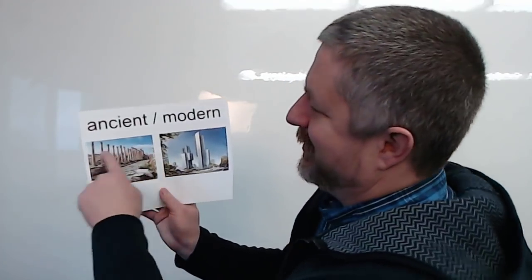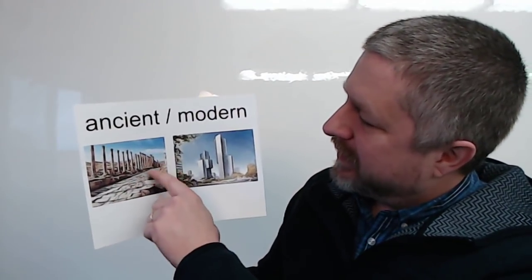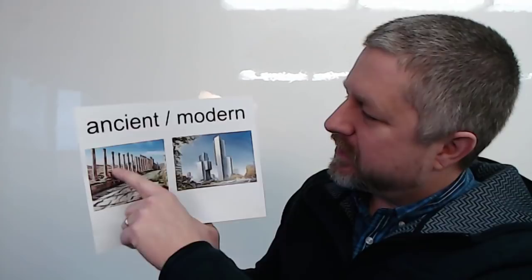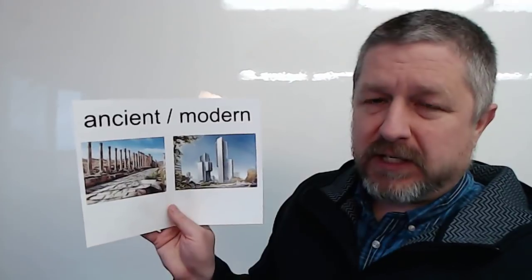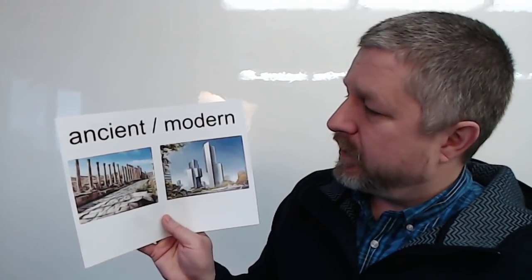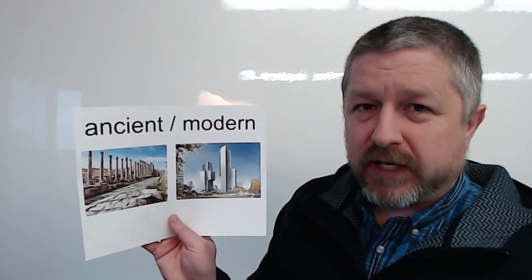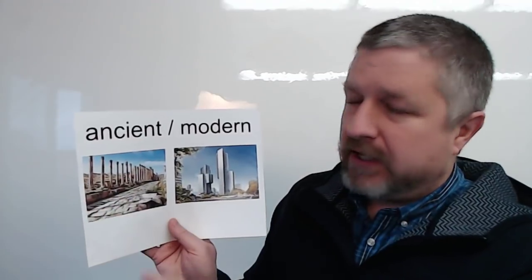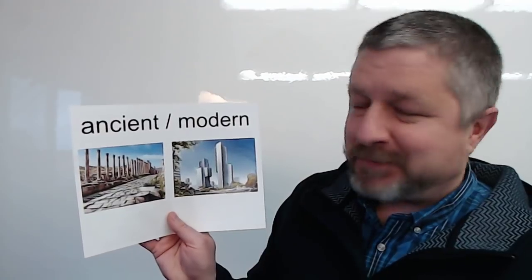Here we go. Ancient and modern. So you see on this left-hand side, wait, what side is that for you guys? Yes, on this side, which is the left-hand side, you can see this looks like buildings from a really long time ago that have fallen down. So ancient means old. So these are quite old. And modern means new. So you can see these buildings almost look like they're from the future. So we have ancient, which means old, and modern, which means a lot newer.